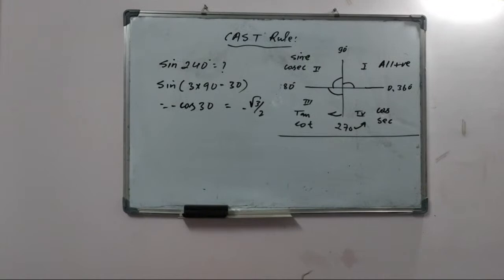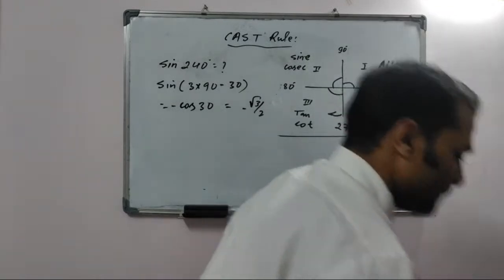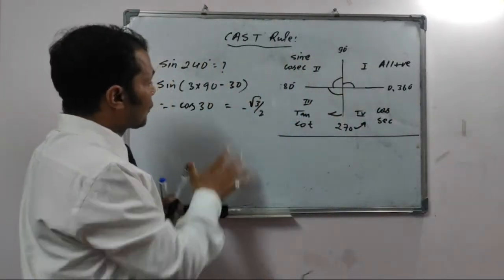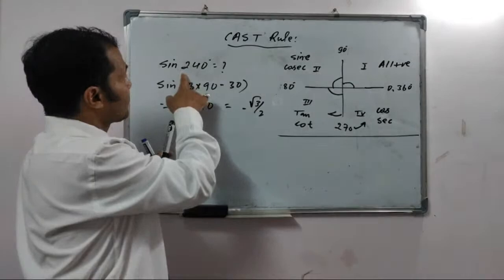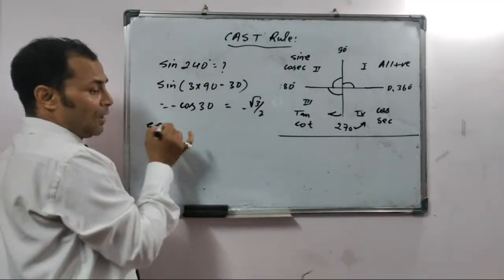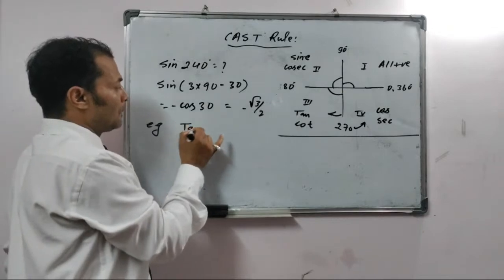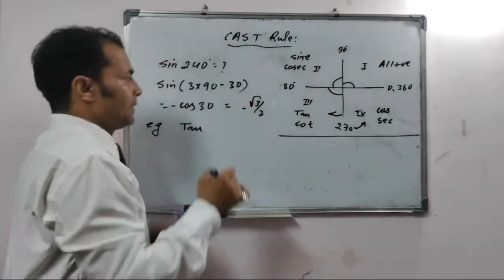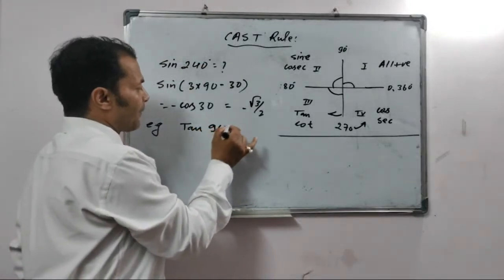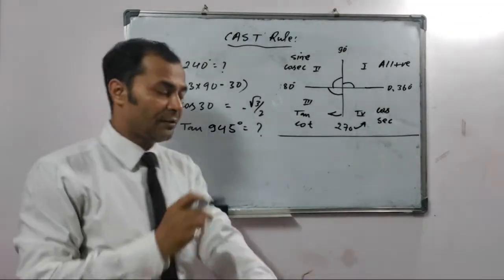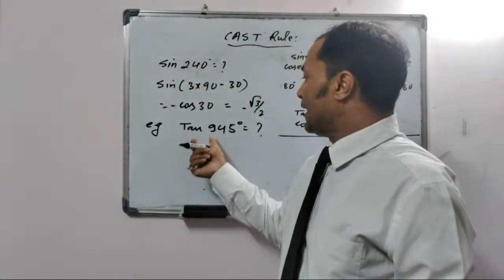Once again, let me just refresh my page. Alright, so this is how we find the value of sine 240. Now, a very important example: how to find the value of tan 945. Can anyone tell me the value of tan 945?